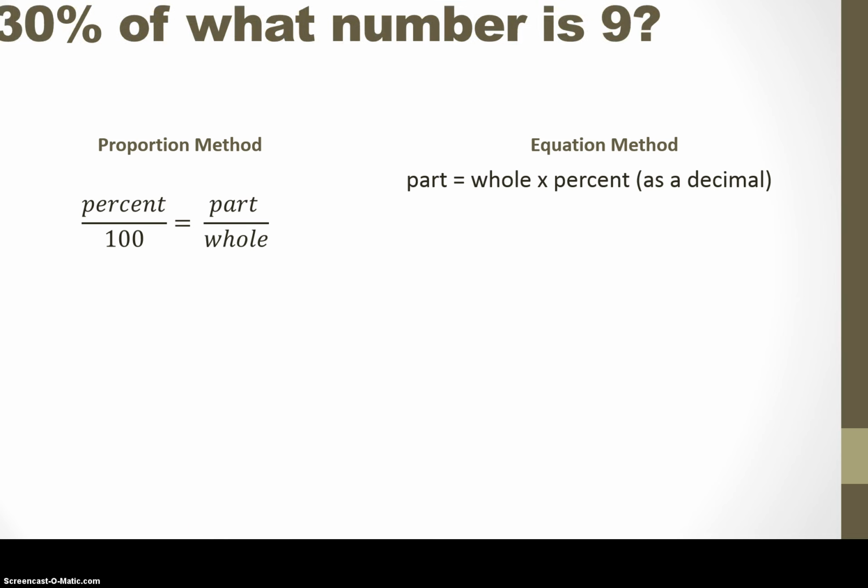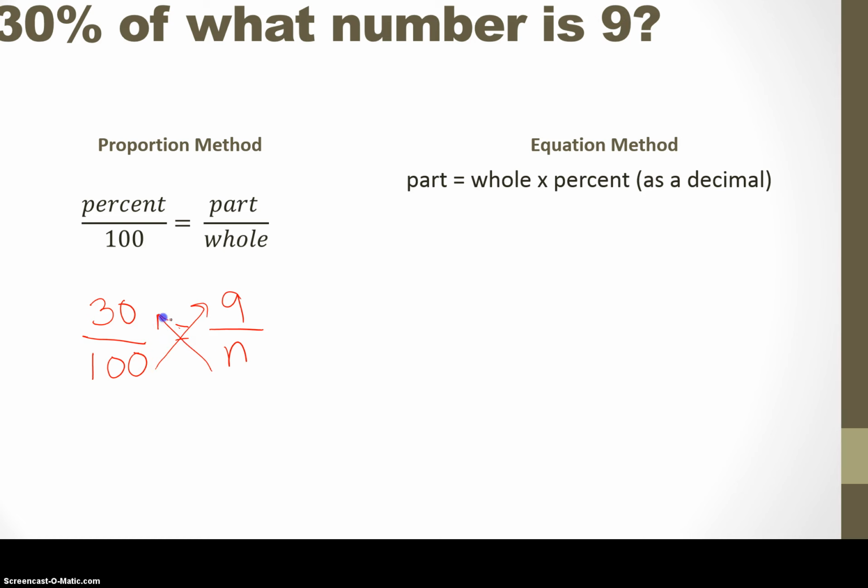30% of what number is 9? All right, pause the video and see if you can fill in fraction bar equals fraction bar, the proportion method. Did you set it up correctly? Percent of what number? Percent goes on top. Of what number? I don't know the whole, so that goes in the denominator. Is the part, so the 9 goes on top.